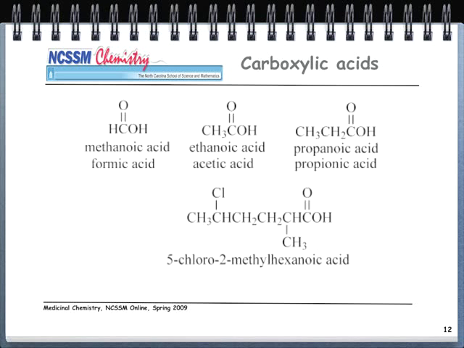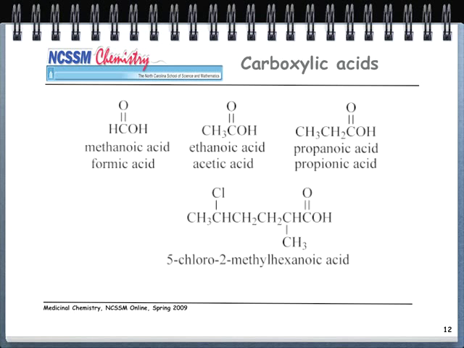Okay, carboxylic acids. First one there, I have 1 carbon, methane. Take the E off, add an oic acid. That's methanoic acid, otherwise known as formic acid. Many of you, if you've ever been bitten by an ant, it stings a lot, and that's because what you're getting is a little bit of injection of formic acid. That's what ants have in their mouths, and it stings because it's an acid.